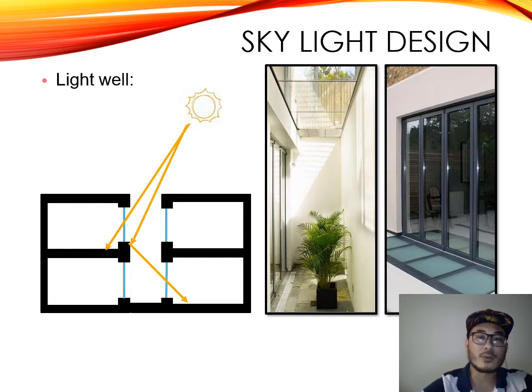The other way of designing your skylight is by designing a light well. In this case, you can see that the light well looks like an outdoor space within a building. The reflections of building materials on the sides of the walls, which are light colored, for example here white, will give reflections to the lower part of the building, and it is making the area well lit.